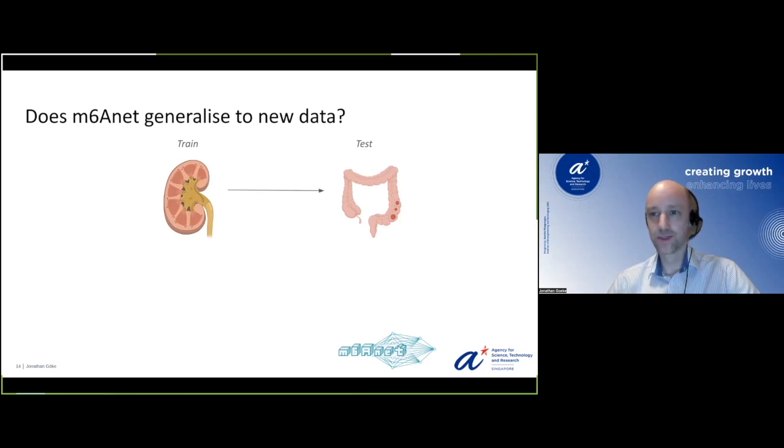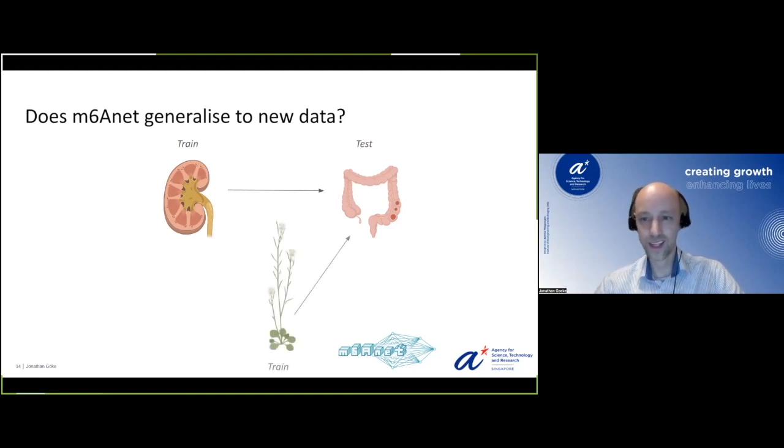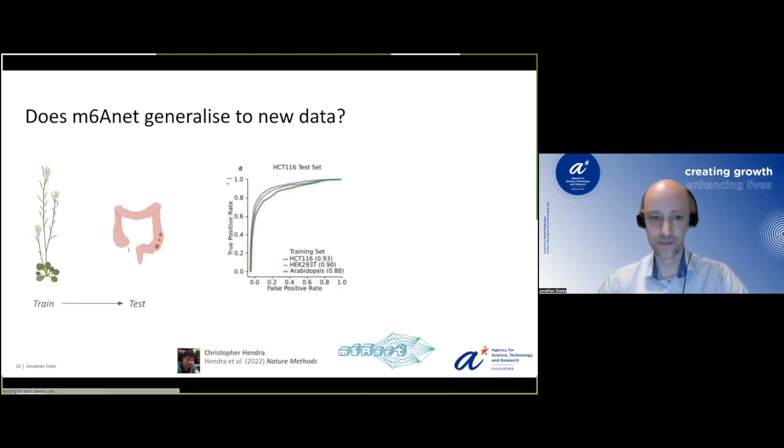And there was a suggestion from 2 reviewers who said, well, you should look into data that's a bit more different than that. Why don't you look into a species that has a very different k-mer context for M6A? And so the suggestion was to look into Arabidopsis. So the question is here, can you train a model on Arabidopsis and still identify M6A in a human sample? And so that's what we did, and it works really well.